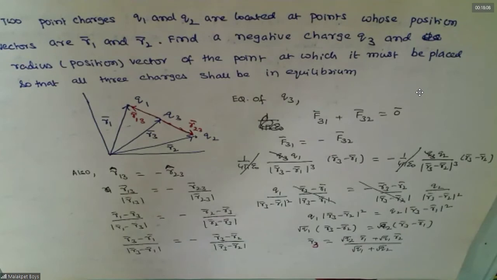Sir, we will get a minus now, sir. Under root of Q. Sir, we are getting minus now, sir. Root over Q1 R2 minus root over Q2 R1 by root over Q1 minus root over Q2. Minus will come, no, sir? We're getting minus now. Sir, wherever Q2 is there, minus. Yes, sir.